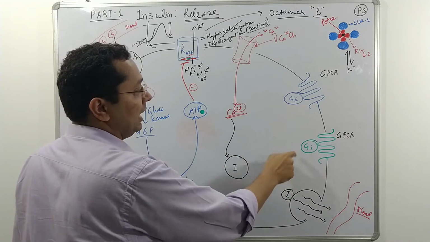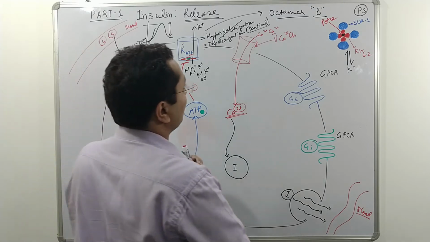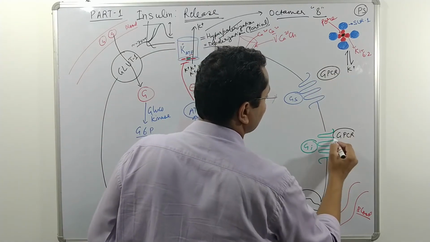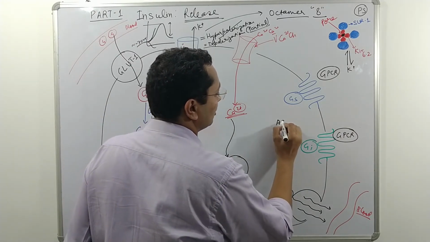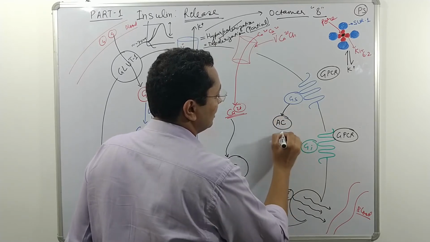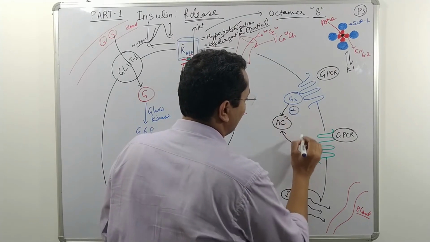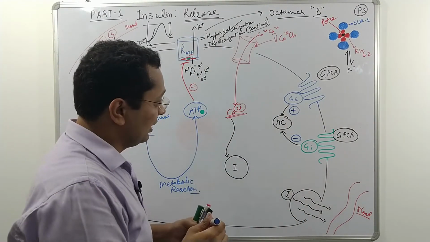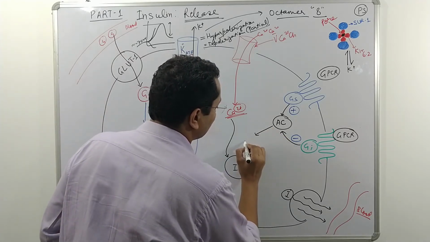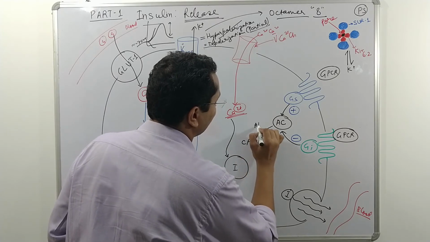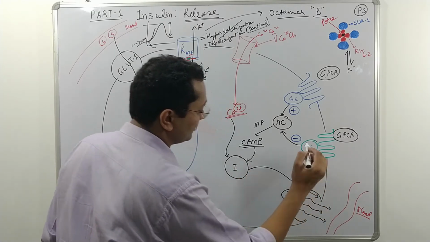Now along with this, I have drawn two more receptors. Both of these are GPCRs with different coupling mechanisms. So this is Gs. Their target will be adenyl cyclase. So this Gs stimulates, and this Gi inhibits adenyl cyclase. And this adenyl cyclase forms cyclic AMP from ATP, and this cyclic AMP is also responsible for release of this insulin.